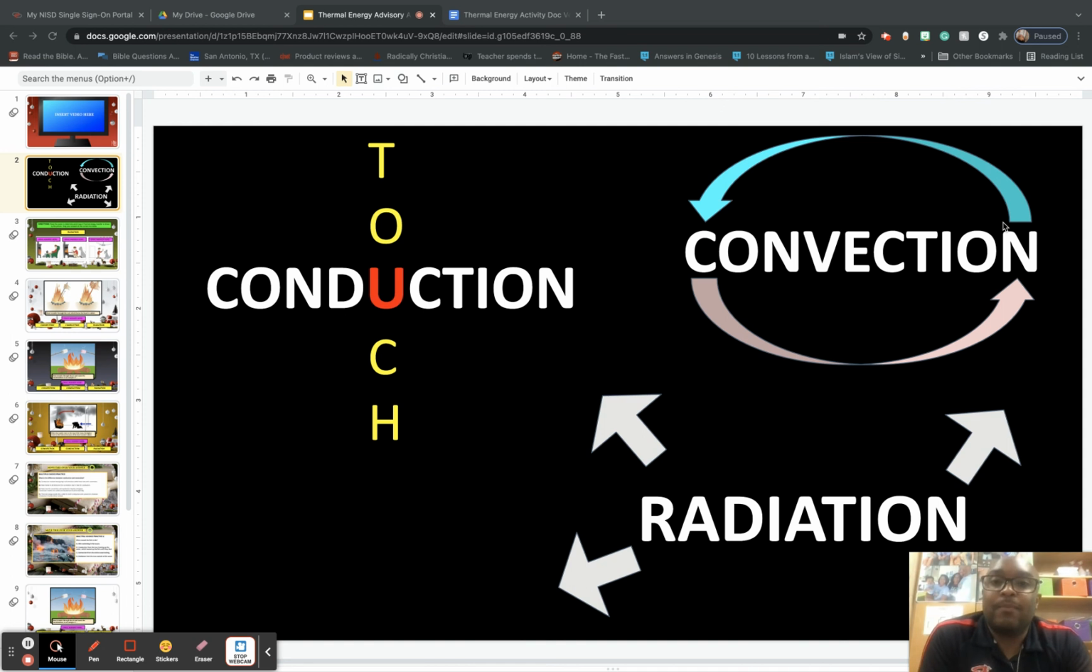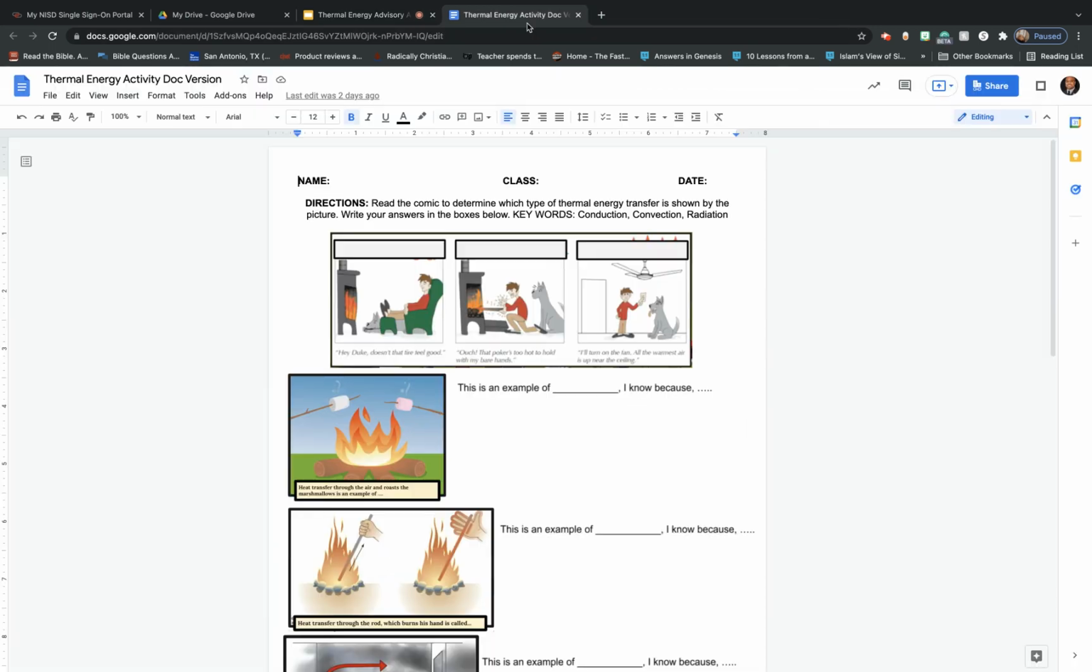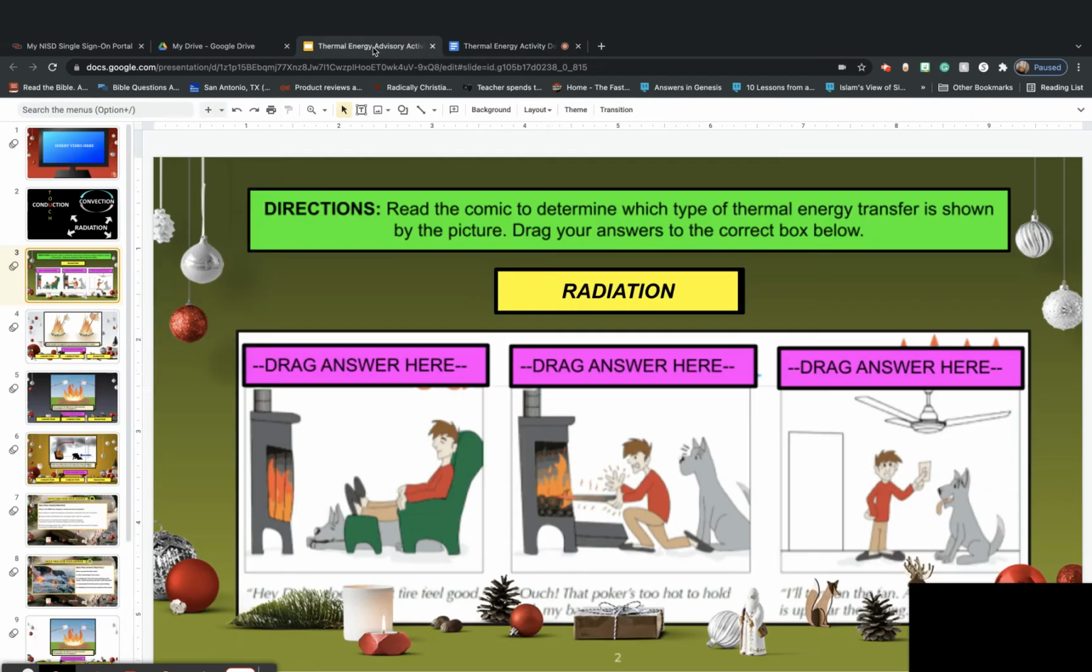So let's keep that in mind as we approach the activity. Now, I have it zoomed in for us on this slide, but your first section says read the comic to determine which type of thermal energy transfer is shown by the picture. On here, I'm going to drag my answer to the correct box. For you all, you can just write your answer in. I think yours looks a little something like this. Okay. Right here, you can just write your answers in, but I'm going to drag them in just for the sake of this video. You know what I mean? So it's easier to see.